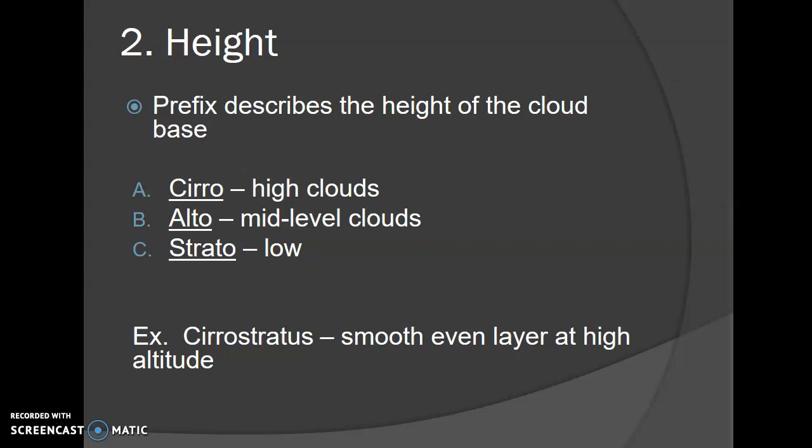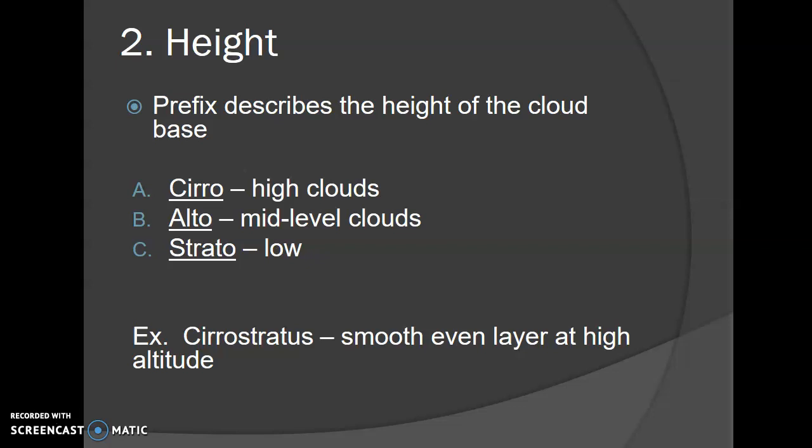Okay, then we use prefixes to describe height. The prefixes are very, very similar to cloud names, just to make things more complicated. So, clouds that are high up get the prefix cirro. Mid-level clouds are alto, just like in voice ranges. An alto voice for females is mid-level. And then strato is low.